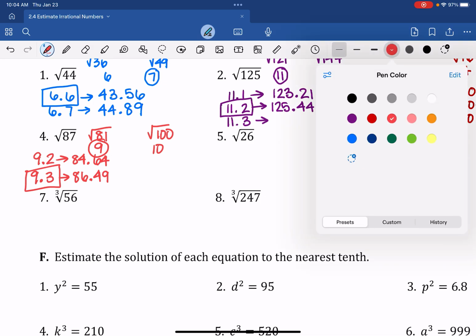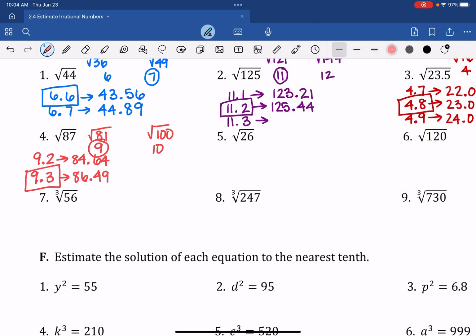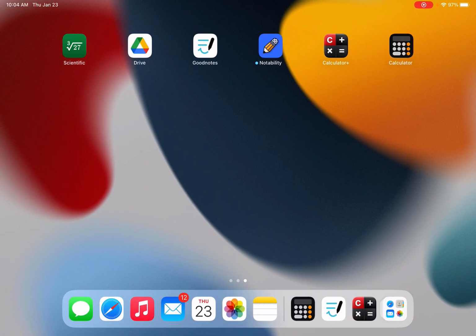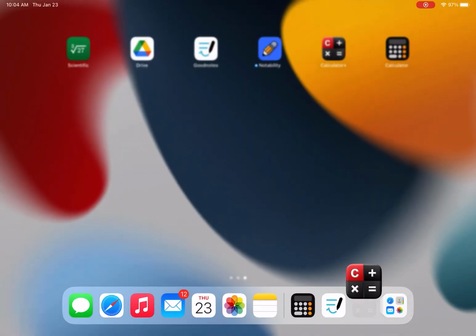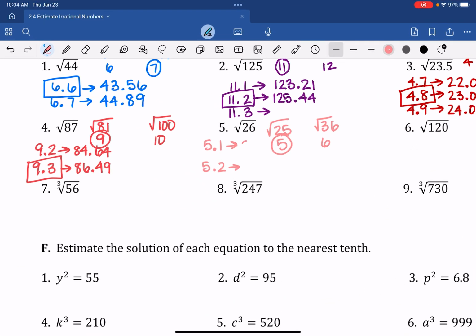Okay, the square root of 26 is in between 25 and 36, which means the decimal will be between 5 and 6. It is closer to 5. So I'm going to try 5.1 and 5.2 just to make sure. So 5.1 times 5.1 is 26.01, ooh, and that's really close. I'm not even gonna try 5.2 because I'm not gonna get any closer than that, so 5.1 is gonna be my answer.